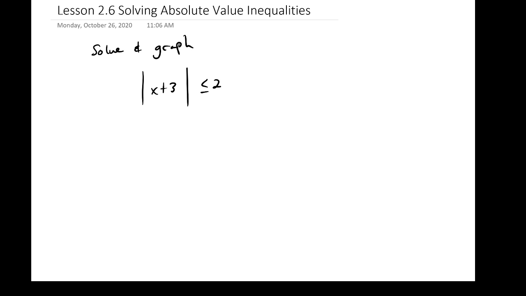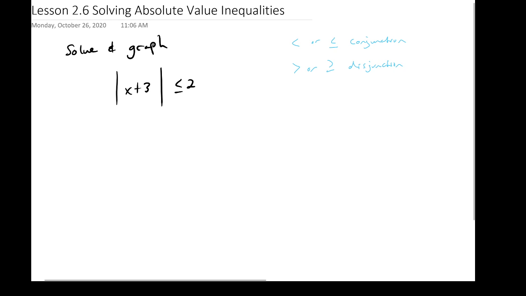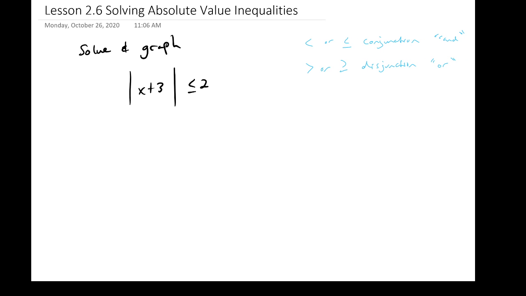Well, first of all, let's review. If we have less than or less than or equal to, this is typically going to be called a conjunction, versus when we have greater than or equal to, this is what is going to be a disjunction. Conjunctions are usually "and" problems, and disjunctions are the "or" problems. So on the "and" problems, we shade in between. On the "or" problems, we shade the outside. So again, we're going to do a split here because this is a conjunction.